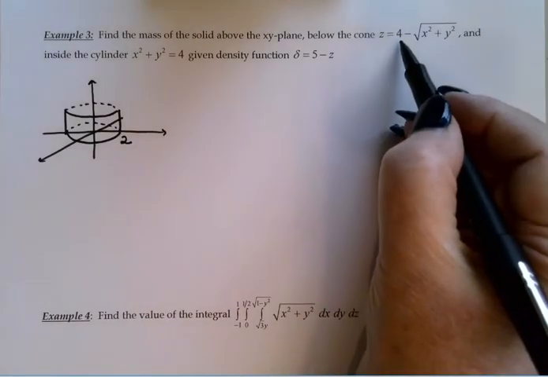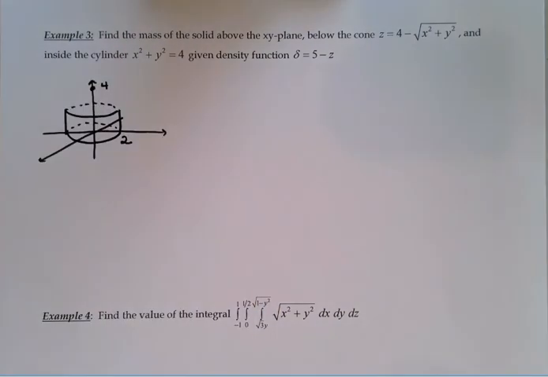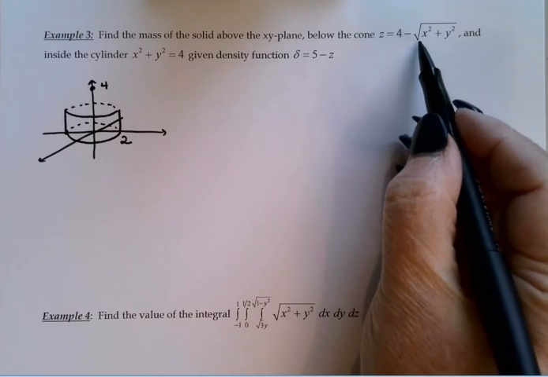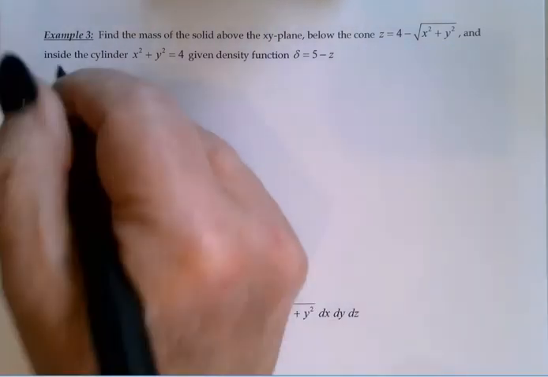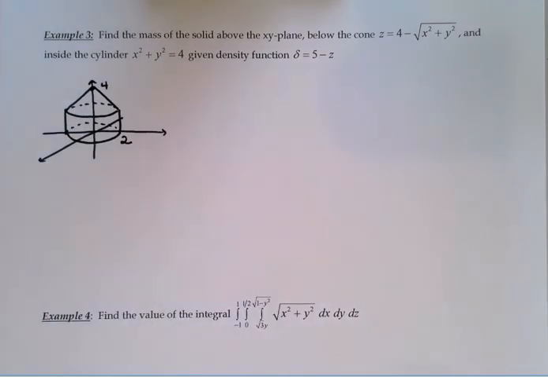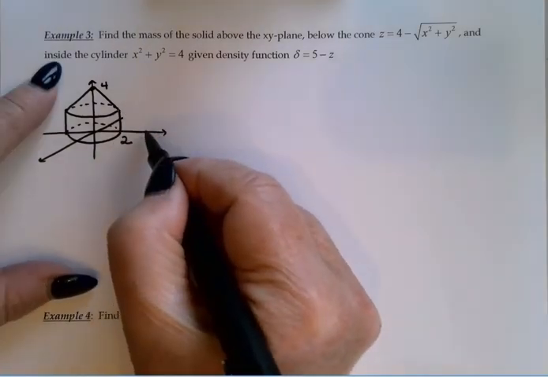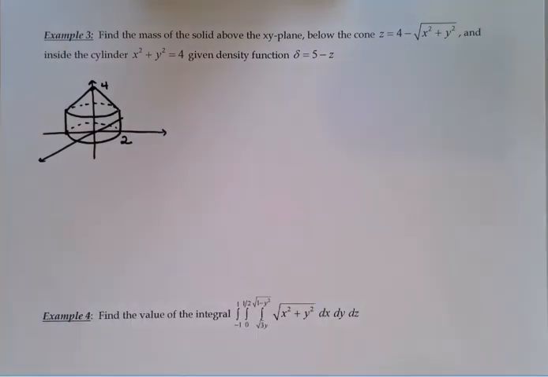Now the cone is going to have its vertex at a height of z equals 4. And then the cone is flipped upside down. So it's going to come down, and technically the cone goes down forever, but I'm only going to draw it as far as it would intersect the cylinder, because if I went beyond that out here, I would no longer be inside the cylinder.